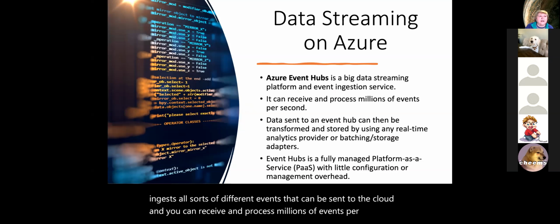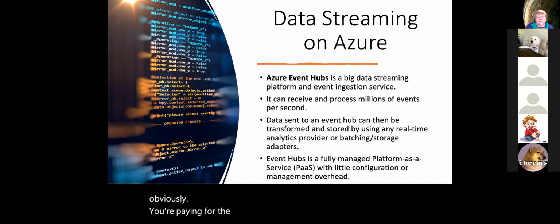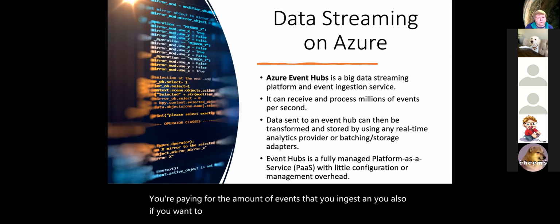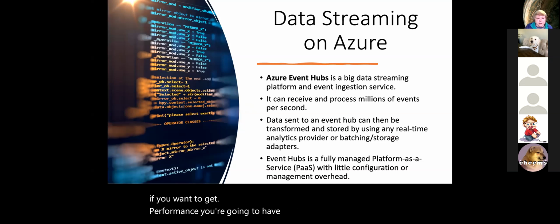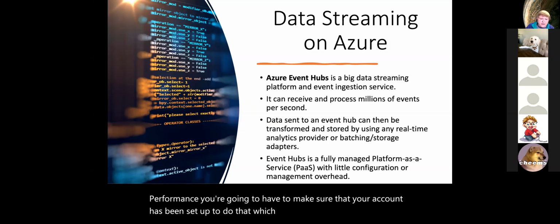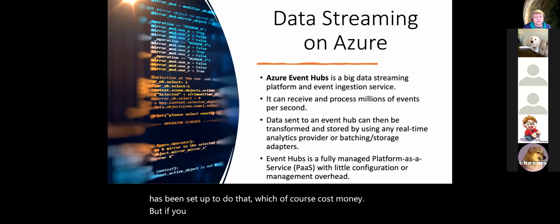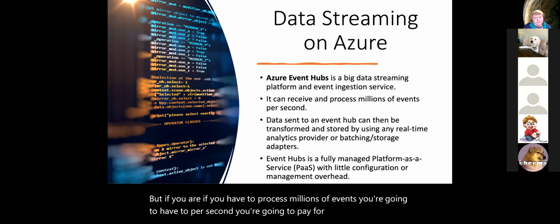Obviously, you're paying for the amount of events that you ingest, and if you want performance, you're going to have to make sure that your account has been set up to do that, which of course costs money. If you have to process millions of events per second, you're going to have to pay for it. The data then gets sent to what's called an event hub.